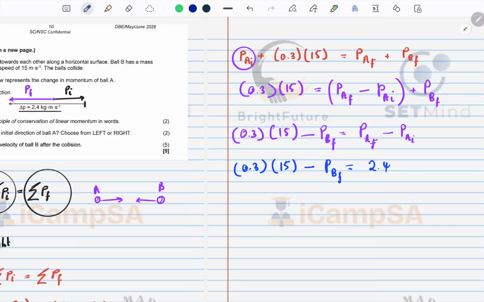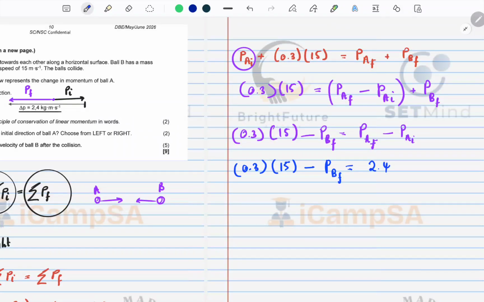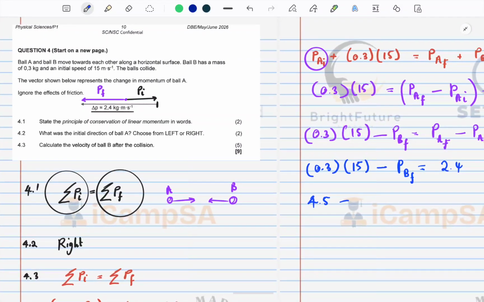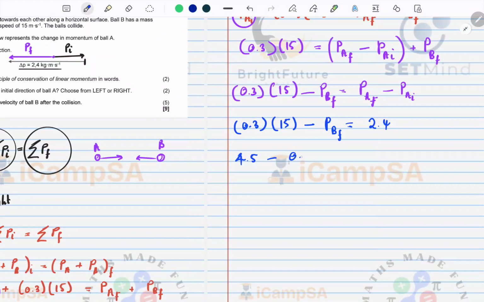Okay, and then we can carry on further and calculate the actual answer. Let me just carry on and say 4.5 minus, and this is going to be M for ball B. What is ball B? For ball B, we have 0.3, then your V, then equals to your 2.4. This is what you have here.